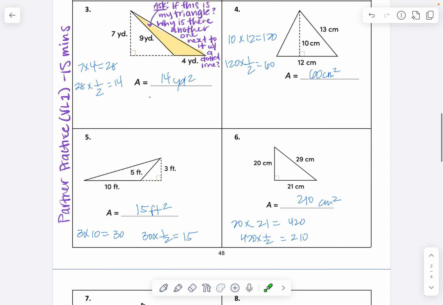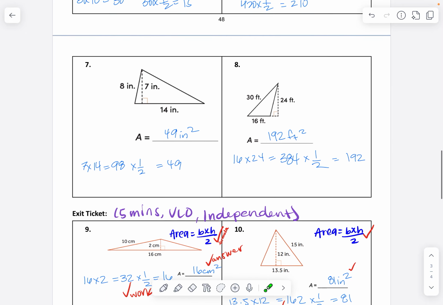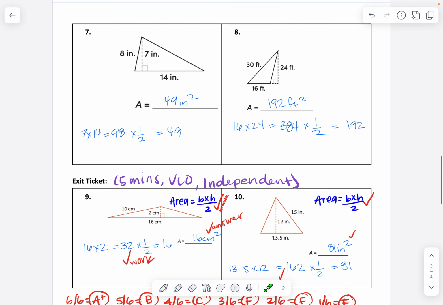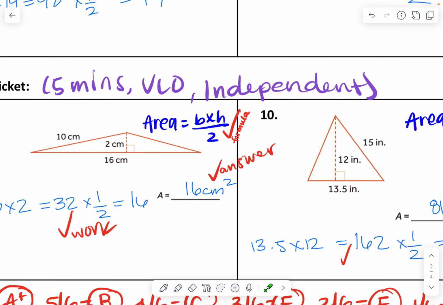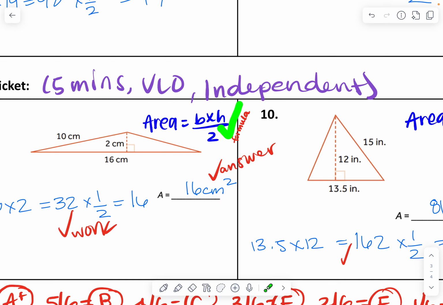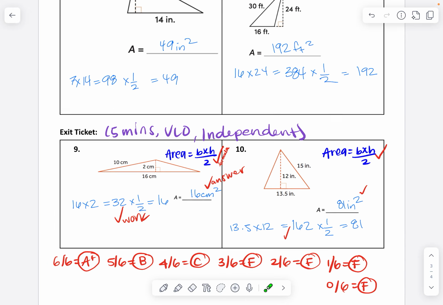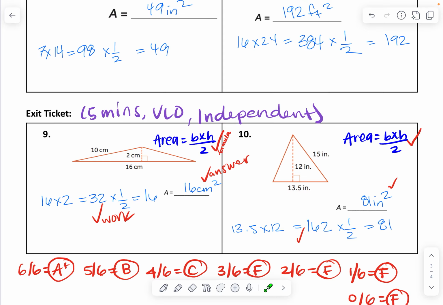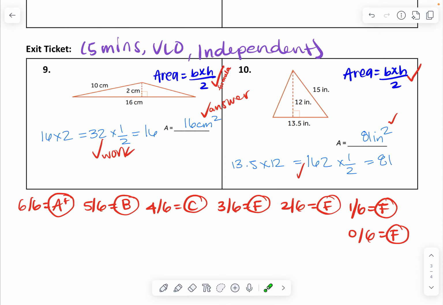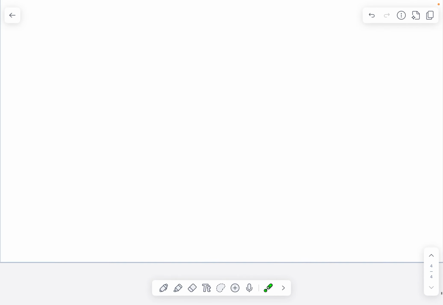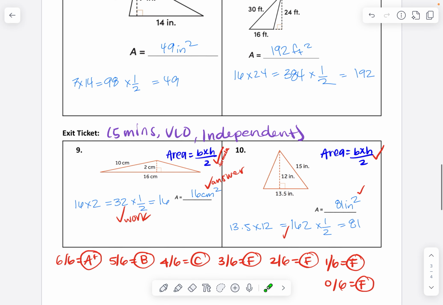So then we launch students into partner practice questions 4 through 8, and then launch them into their exit ticket. For their exit ticket today, we want to ensure that they are writing down the formula, they are getting the correct answer, and they're also doing their work. So 3 points per question, total of 2 questions, so 6 points. And there's no sprint today, so a lot of work time.